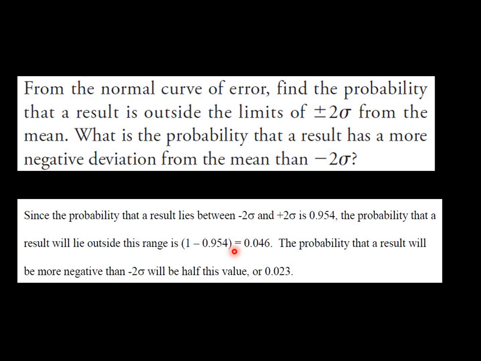So the next part: outside means it is greater than 2 sigma to infinity, and less than minus 2 sigma to minus infinity, right? And the graph is symmetric. So greater than or less than, they would be the same, and that's why the answer finally is half of the value that you get, 0.046, half of the value is 0.023, right?